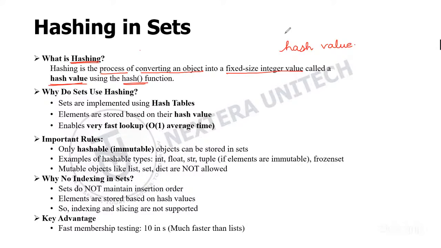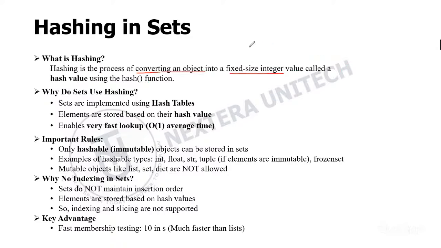So as one person has an assigned locker number, one object also will have some hash value. Using that hash value, you can locate that location and get that object or the content it has. So hashing is a process of converting an object into a fixed size value.